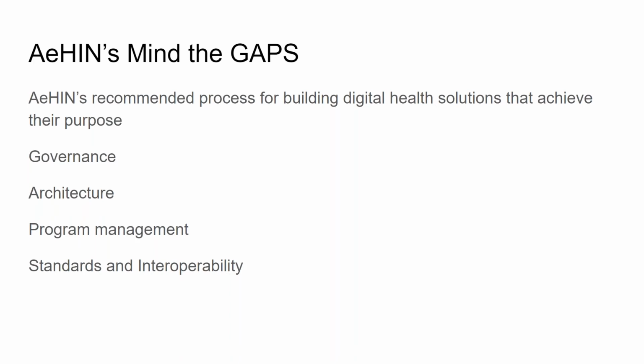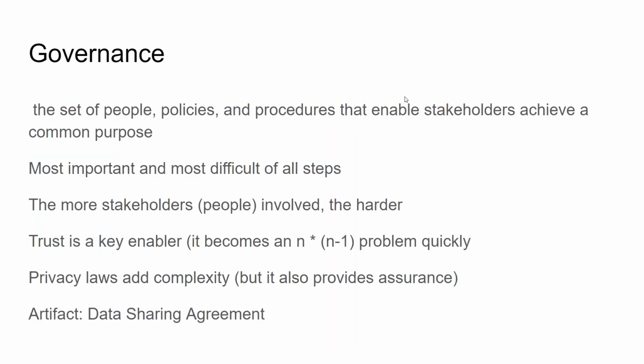For governance, we define this as the set of people, policies, and procedures that enable stakeholders to achieve a common purpose. And in this case, we're talking about the common purpose of data sharing. This is actually the most important and most difficult of all steps because it involves people. It involves people who have to make decisions, who have to make investments, and who have to take risks.